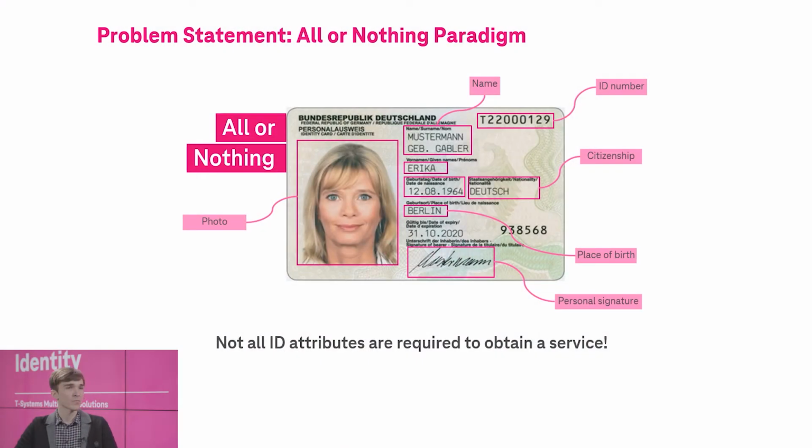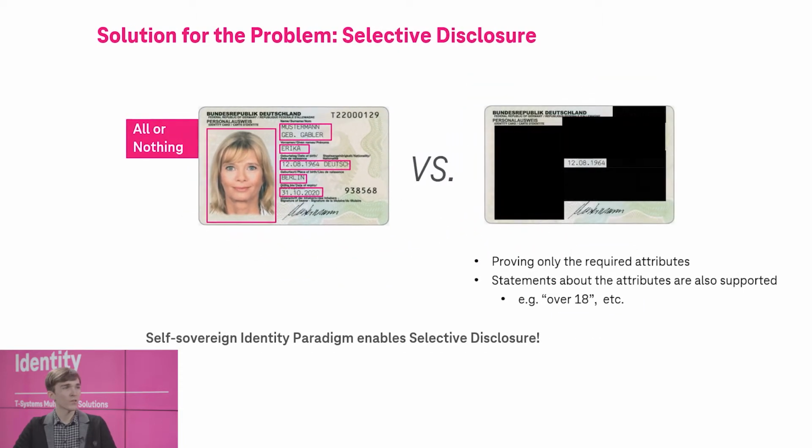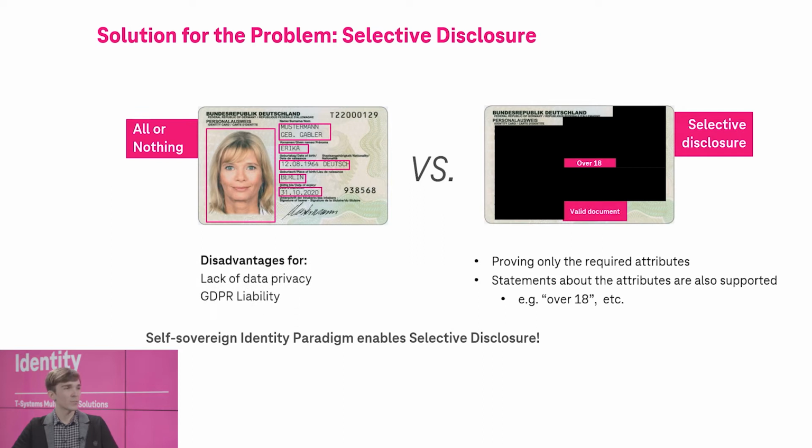So therefore, we think in our team that the idea of the selective disclosure of the information is a very important thing, and even proving attribute statements like older than 18, or is a member of a certain group, etc., is provided by this technology. And therefore, the self-sovereign identity paradigm enables this selective disclosure, and therefore we are actively researching on this.